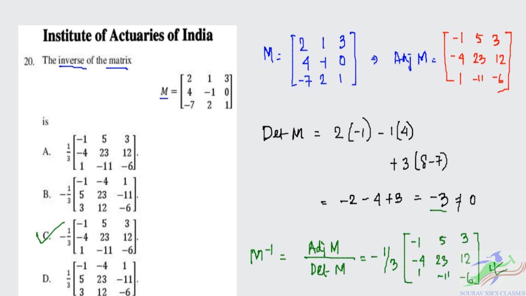Okay, so this is the formula for the inverse of a matrix. If you have this idea, then you can easily solve this question number 20. With this we are ending the mathematical section. The first 20 questions cover the mathematical section of ACET June 22.